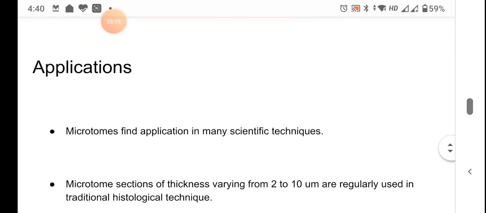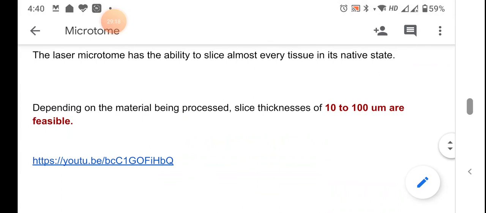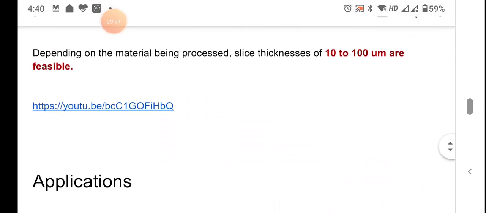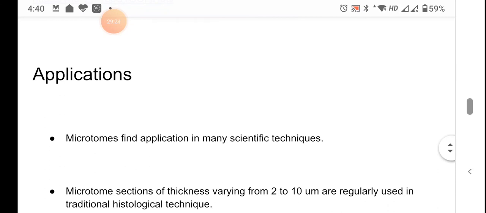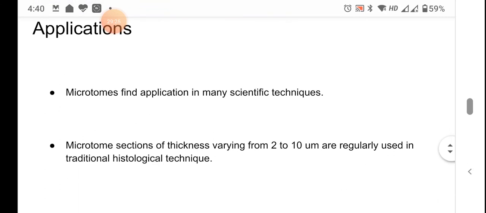Now next is about the applications of microtome. What is the application? It is used to make thin sections of a specimen, and the application depends upon the microtome we are using. In cryo microtome, what may be the application? Thin sections can be taken, contact free. Thin sections in the range of 10 to 100 micrometer thickness can be taken with cryo microtome. So the application depends upon the type of microtome which is used, and overall we can say the application of microtome is to take thin sections of a specimen or of a sample.